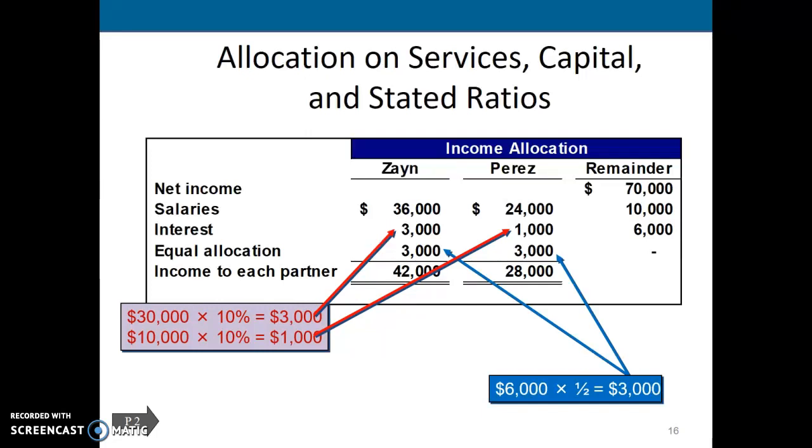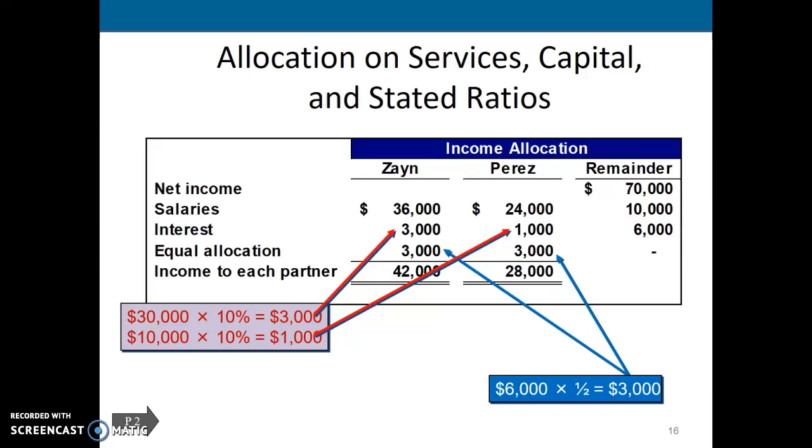So next, we're going to provide the interest on the beginning capital. Zane will receive an allocation of $3,000, which is 10% times his beginning capital balance, which was $30,000 if you remember back. So 30,000 times 10% gives us $3,000. And then Perez will be allocated $1,000 because his original balance was $10,000 times that 10%. So that additional $4,000 comes off of that $10,000 remainder, and that leaves $6,000 that we still need to distribute to the partners.